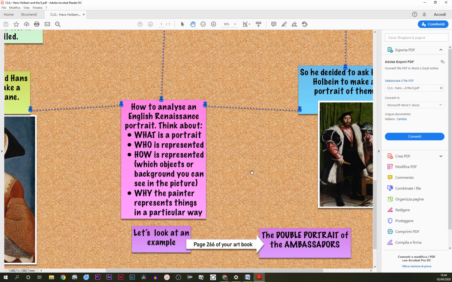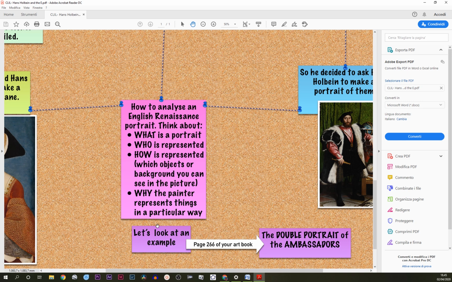Second point, how to analyze an English Renaissance portrait, but in general, how to analyze a portrait. Think about what is a portrait? Then, who is represented in the portrait? Then, how is it represented? Which objects or background can you see in the picture? Then, why does the painter represent things in a particular way?